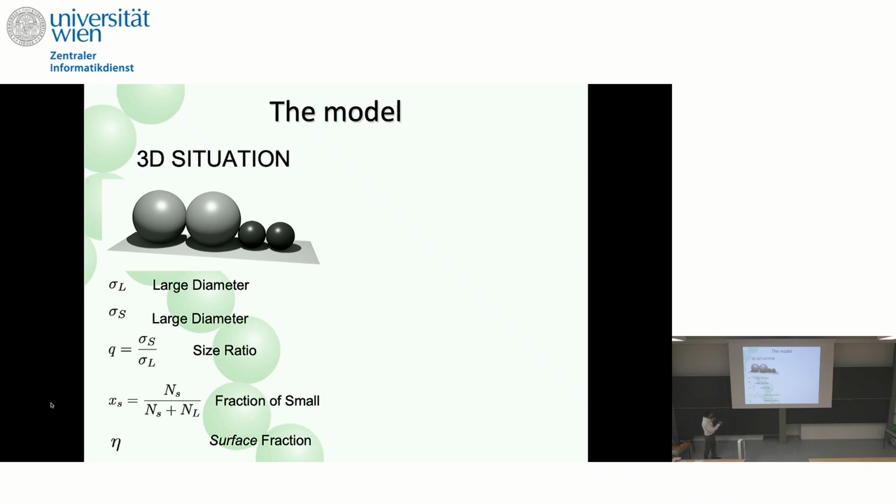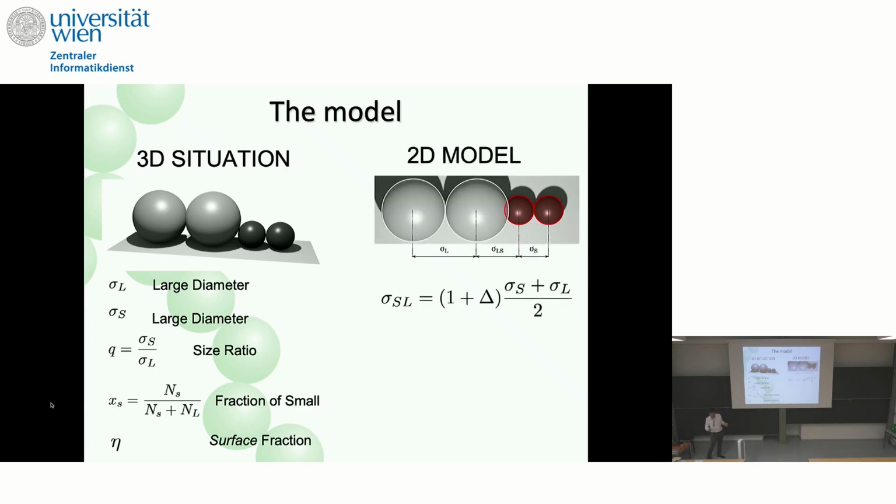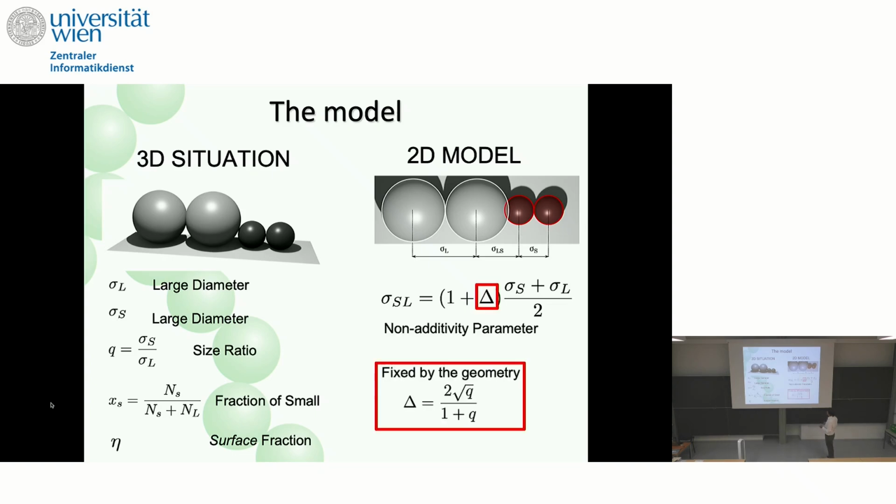So these are characterized by a large diameter and a small diameter, but what matters is the size ratio, the fraction of small particles, and the general surface fraction. And you can treat these things very easily as a 2D model, because all you need is that you know the small particle will sit below the big particle. And this is basically a two-dimensional disk model in which you can let the particles get closer. And at the end of the day, this parameter here, called the non-additivity parameter, is dictated simply by the geometry of the system. So this is a two-dimensional system when particles squeeze together.